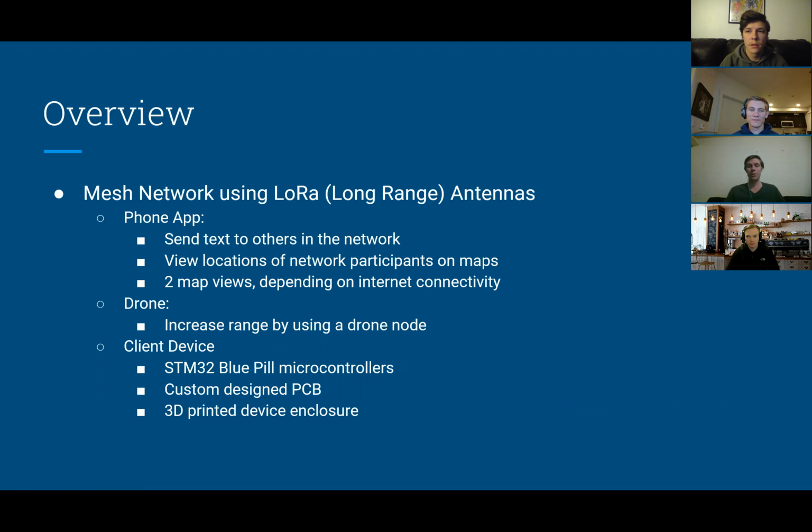So as a general overview, we worked on creating a mesh network using LoRa or long-range antennas. This involved using a phone application, a drone, and a client device. In the phone application, we wanted to make sure we could send text to others in the network, view locations of network participants on maps, and use two different map views depending on internet connectivity. We also wanted to make sure the drone could be used to increase the range of message transmissions so that participants could be farther away from each other. On the client device, we ended up using an STM32 Blue Pill microcontroller, a custom designed PCB, and a 3D printed device enclosure.